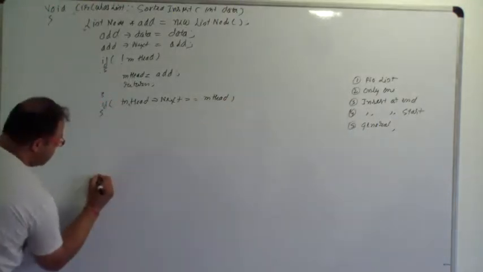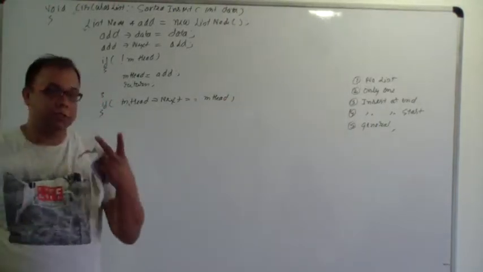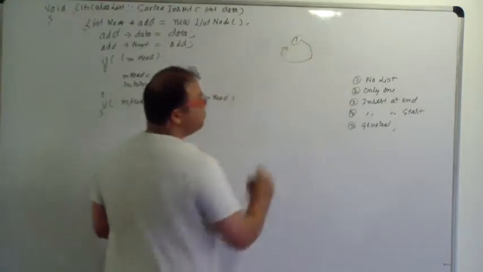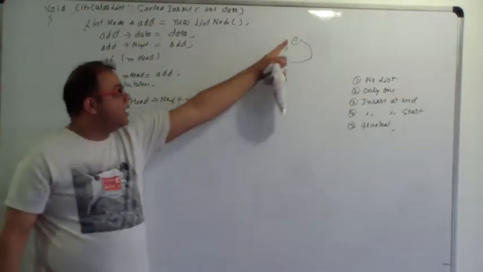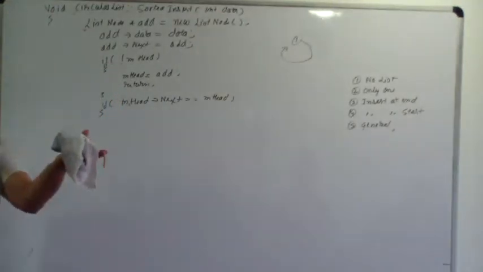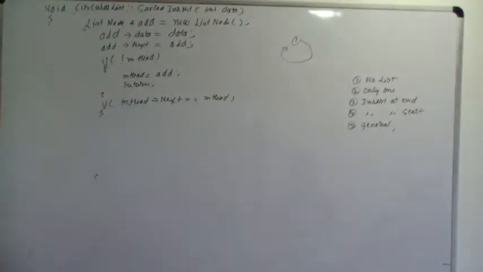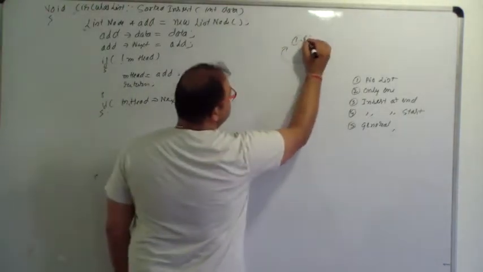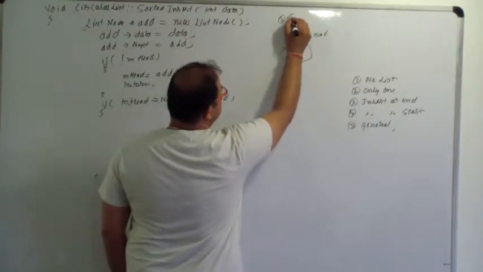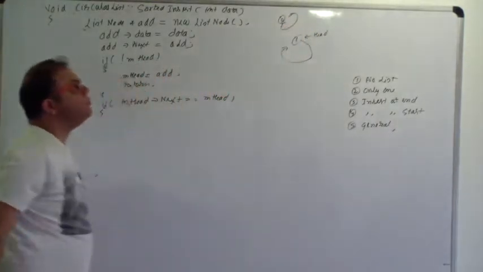In this case, there can be two conditions, right? So let's say one was there, and so you would have to figure out which one is bigger, the data is bigger or the m head arrow data is bigger. So what you will do is, this is the head. Let's say this was 0 and it was pointing to itself.